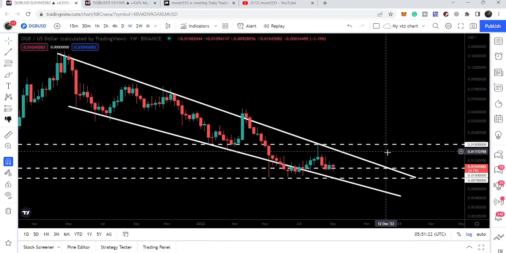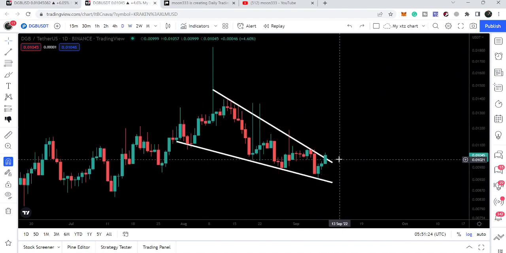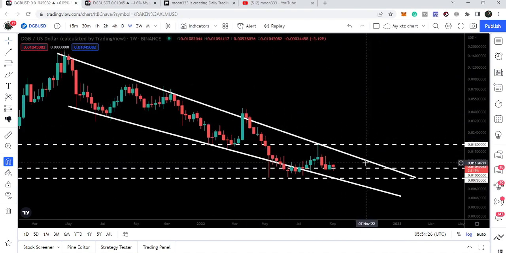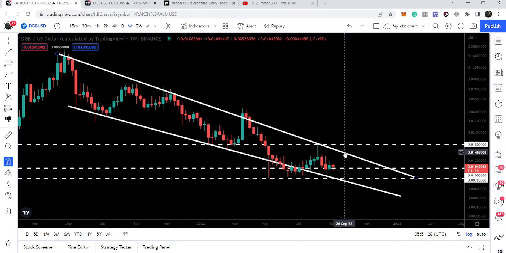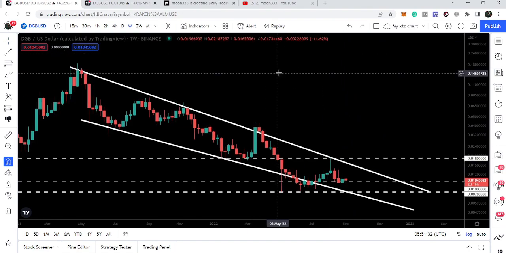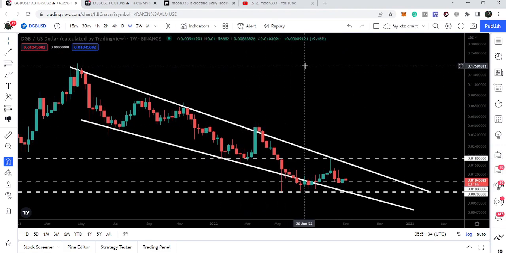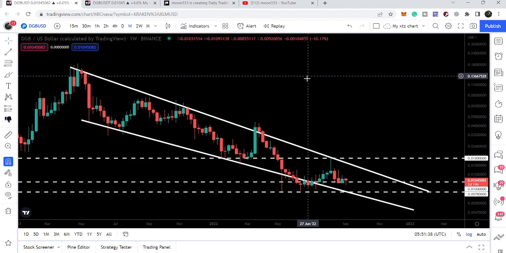Therefore, there will be a very high probability that after breaking out this falling wedge, it will also try to break this bigger resistance of the bigger falling wedge pattern as well. By the way, the target for this bigger falling wedge pattern will be again here at the top of the wedge. That will be approximately at 16 cents. So this was the update so far.